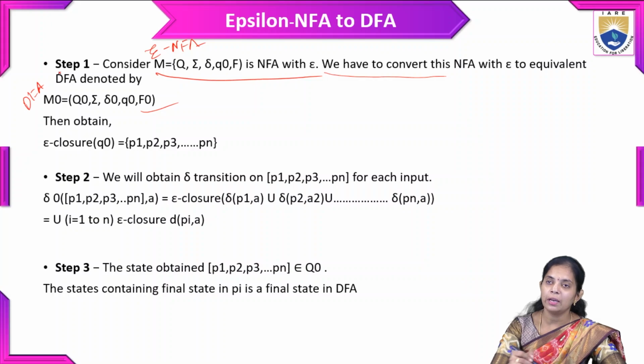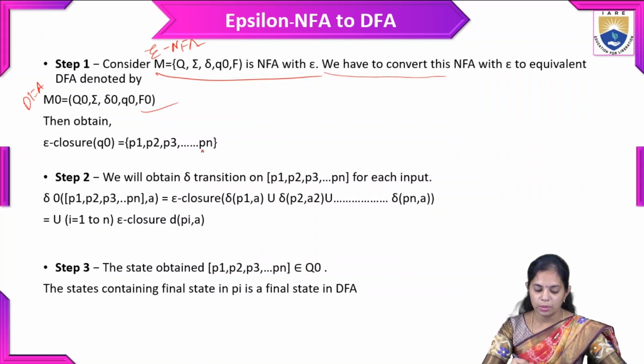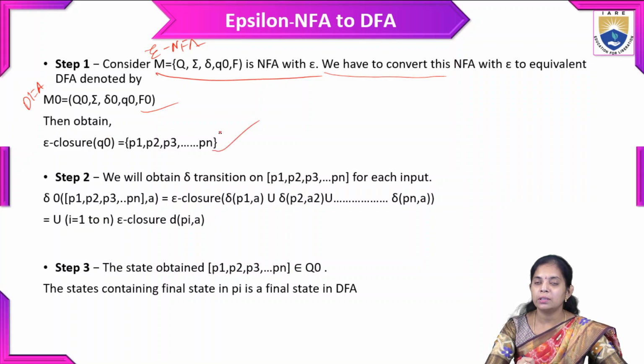So, DFA definition. Here we have just discussed the epsilon closure of every state. The same process applies here: the epsilon NFA is the input.